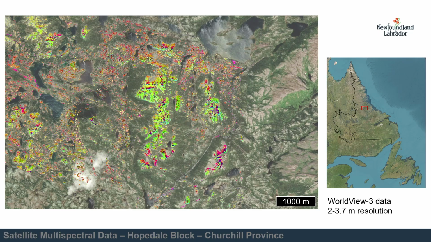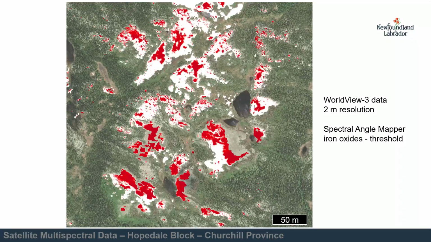So there is information there that we can get out of higher resolution data that we just couldn't from the freely available material. We can also take the processing a little bit further. In this case, the scale here is 50 meters, so this is a true outcrop scale mapping that we can do with this WorldView-3 data.